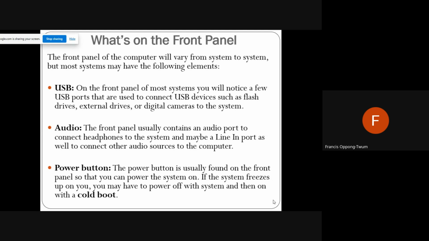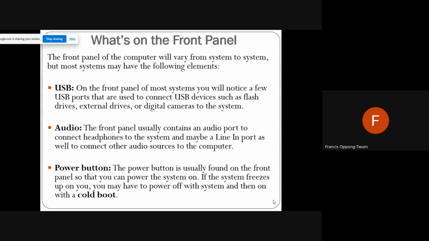I'm still going ahead to identify some of the components. If you take the system unit, the front panel of the modern computers that we have, you will see the USB in front, then the audio, the power button. And what do we use the power button for? The power button is usually found on the front panel so that you can power the system on. If you want to put the computer on, you have to put your hand on the power button.